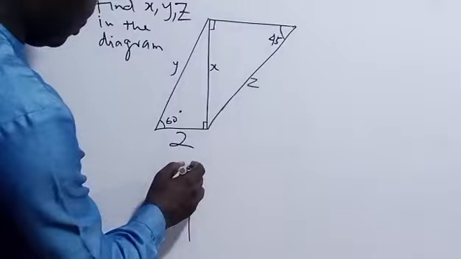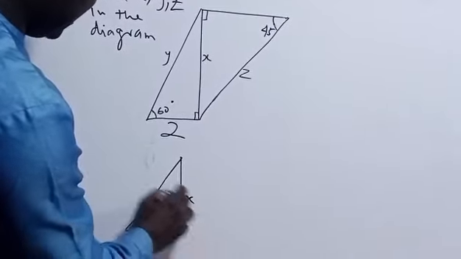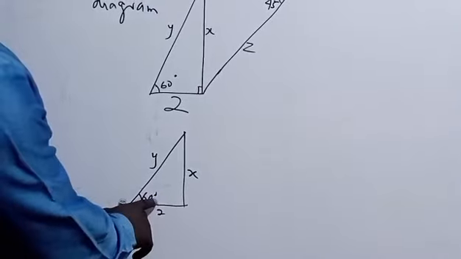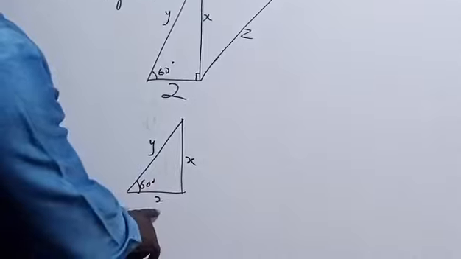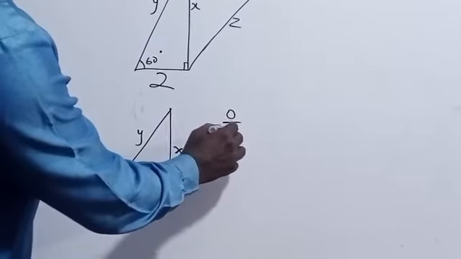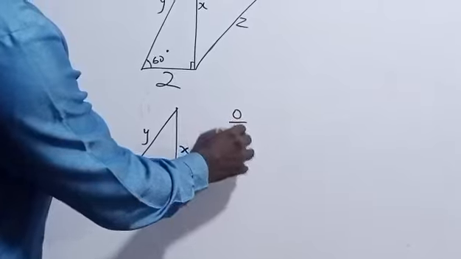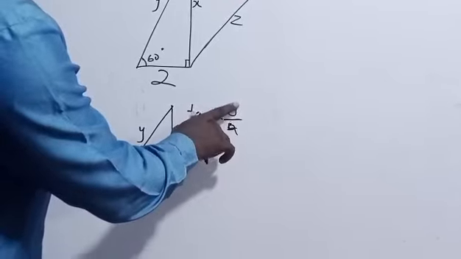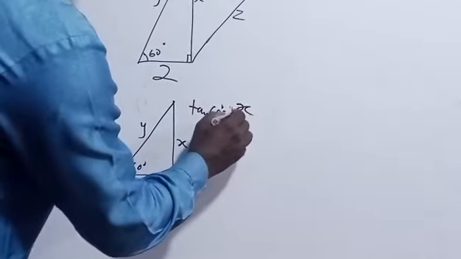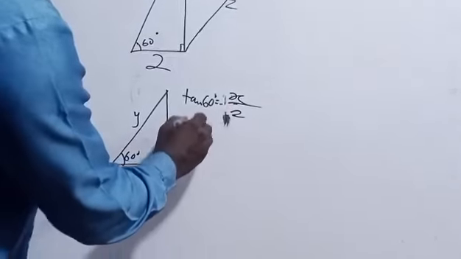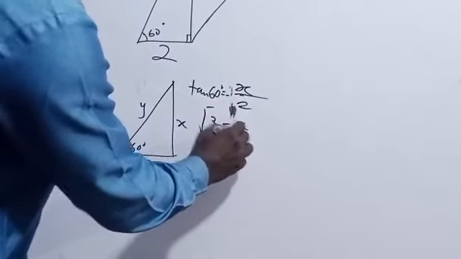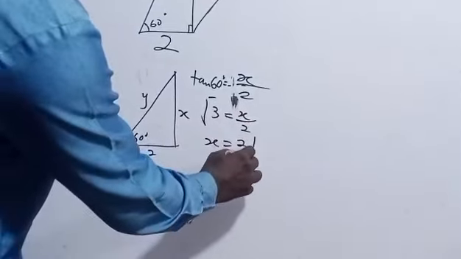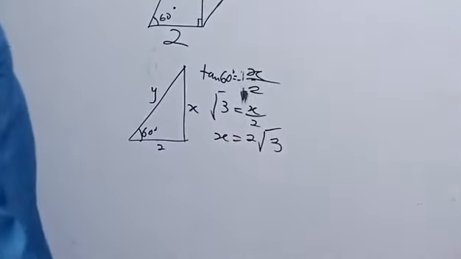So if I bring this out, I can have my x here, this is my y, this is 60 degrees, this place is 2. So from here I can connect. This is opposite of 60 degree and this is the adjacent. So opposite over adjacent will give me my tan. So tan 60 degrees is the same thing as x over 2. Tan 60 degrees, root 3, is equal to x divided by 2. So x is therefore equal to 2 root 3. This place is 2 root 3.